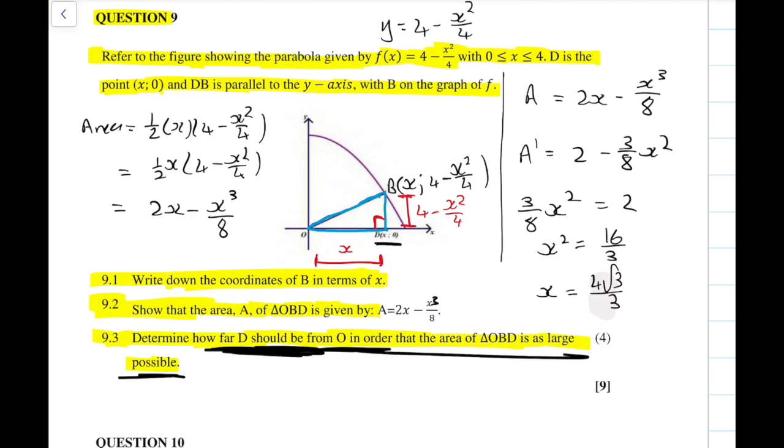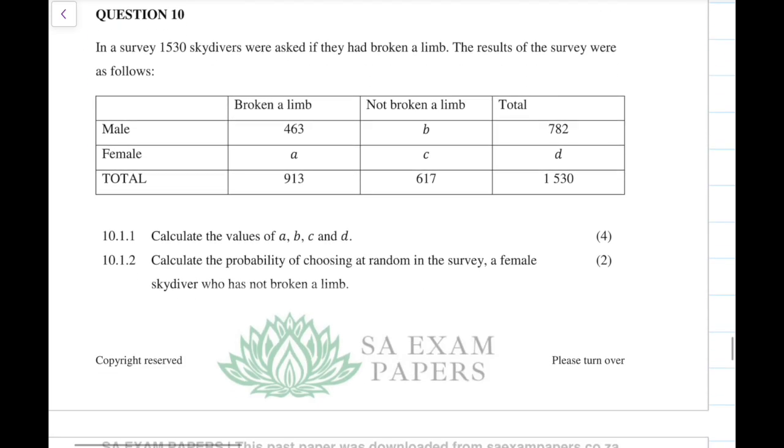Okay, now question 10. Contingency table. It says in a survey, oh, they've asked this question before. I think this is an old paper, maybe a 2010 or 2011 paper. It says broken limb, not broken limb, male, female skydivers. Basically just figuring out how many of them have broken a limb, how many haven't, and male, female.